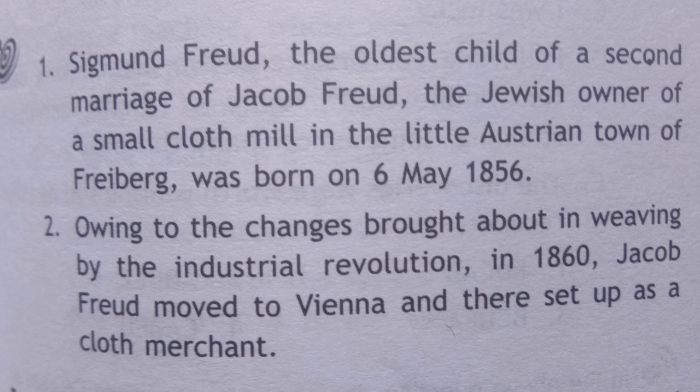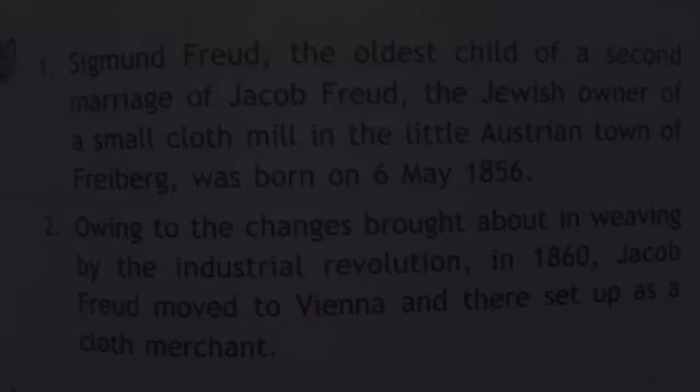Statement first: Sigmund Freud, the oldest child of the second marriage of Jacob Freud, the Jewish owner of a small cloth mill in the little Austrian town of Freiburg, was born on 6 May 1856. And statement second: Owing to the change brought about in weaving by the Industrial Revolution in 1860, Jacob Freud moved to Vienna and there set up as a cloth merchant. In statement first, there is a time, 6 May 1856, and in statement second, the time is 1860. So we can easily say that the second statement comes after the first.